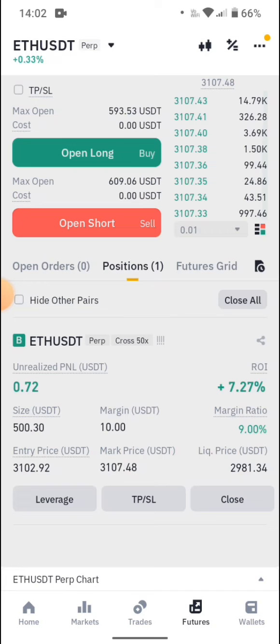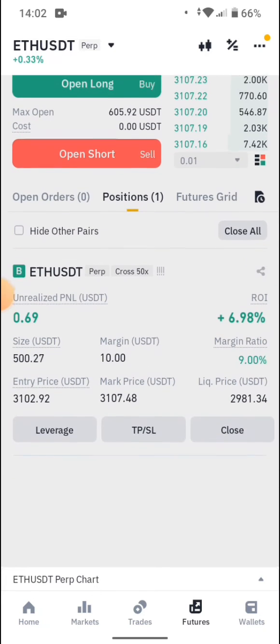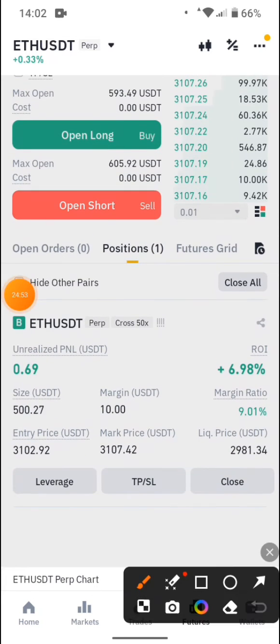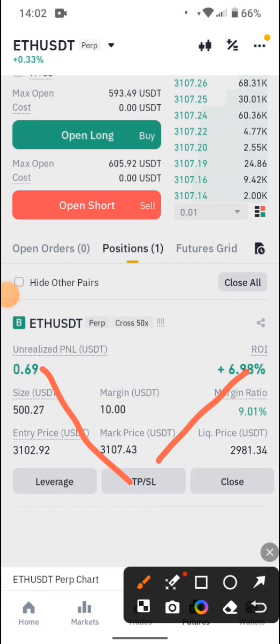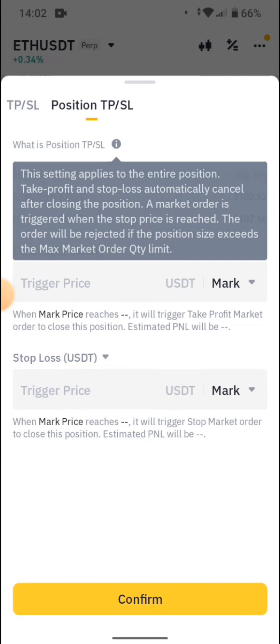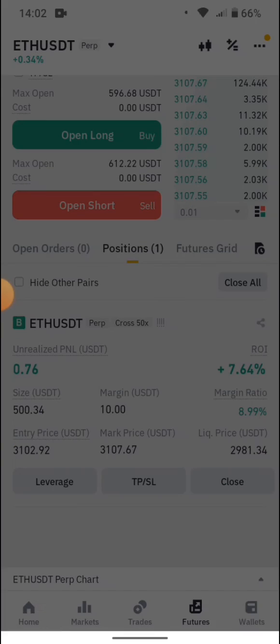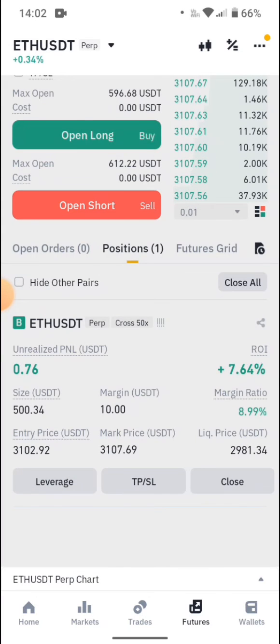So currently we are in profit in this trade. You are seeing we are making 7% of our money. We are making 6.7% already. So you can set your TP here, and you set your stop loss here as well. You can just set your TP and your stop loss price here. Okay, so we are up 7%.